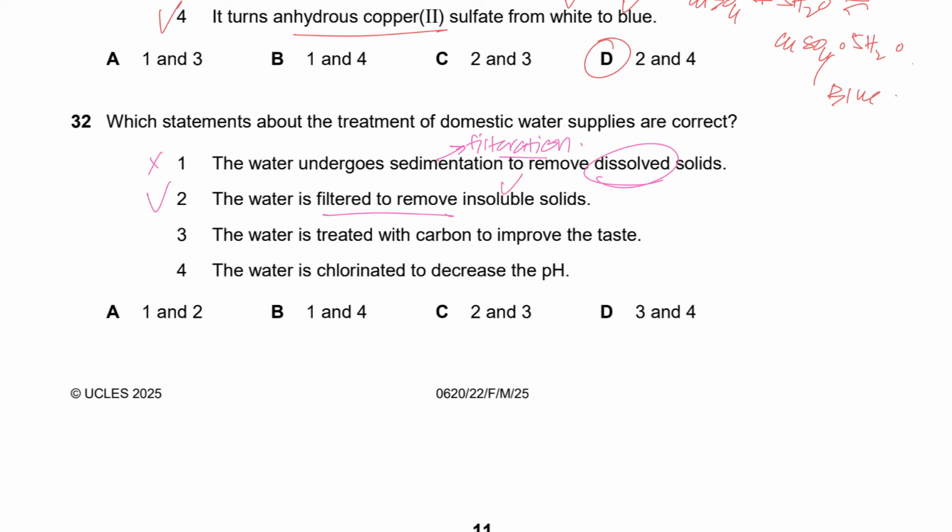That's true. The water is treated with carbon to improve taste because carbon removes odors, right? And improves taste. That's true. Water is chlorinated to decrease the pH. Chlorination does decrease the pH. That's why you add sodium hydroxide at the end. But remember, that's not the purpose of chlorinating it. The purpose is to kill bacteria. So always remember the purpose of things. So that's wrong. 2 and 3, that's the correct option. You would go for C. And even if you thought 4 is correct to some extent, you don't have 4. So between these three, these two make the most sense.